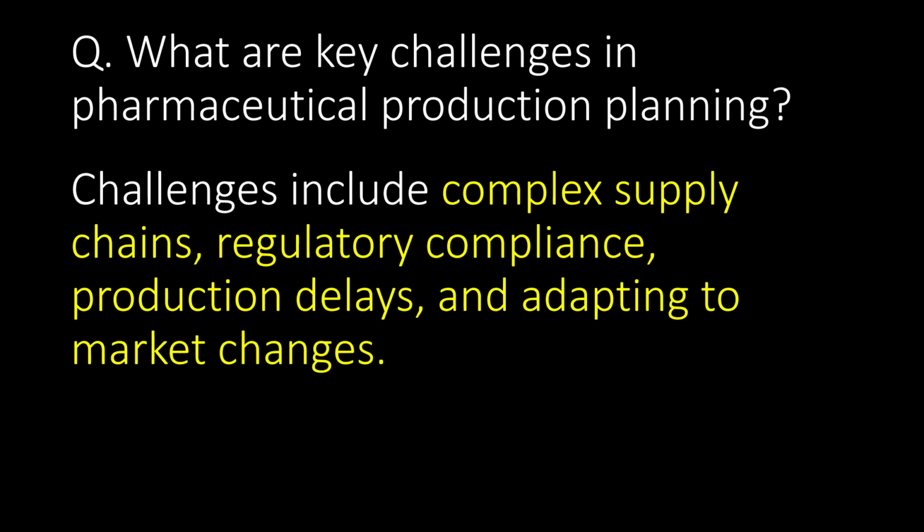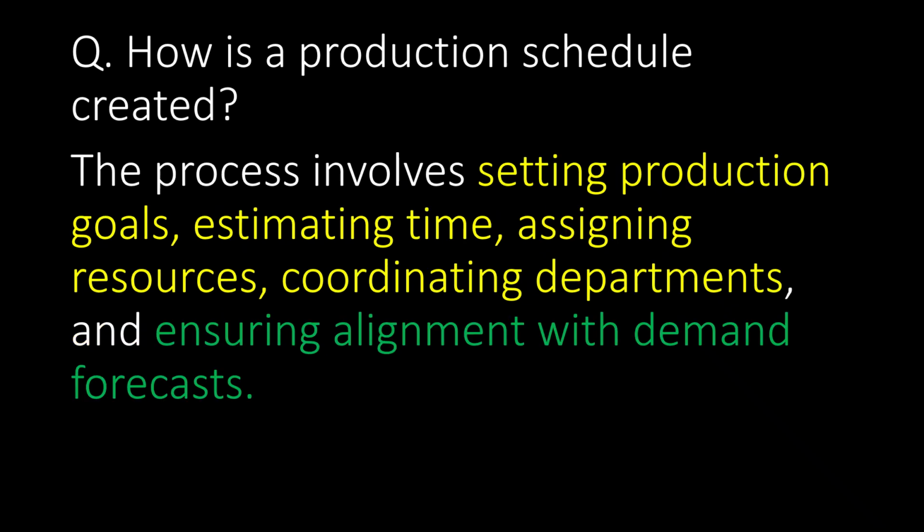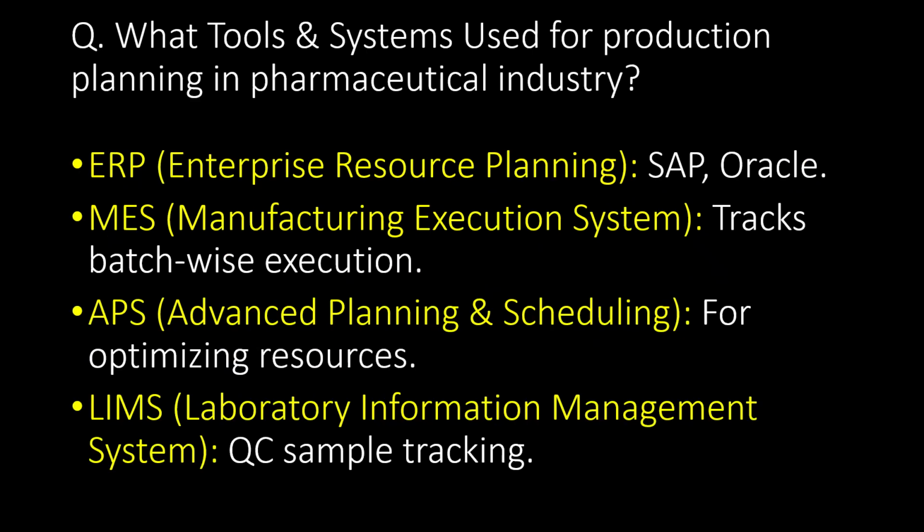What are key challenges in pharmaceutical production planning? Key challenges in pharmaceutical production planning are complex supply chains, regulatory compliance, production delays, and adapting to market changes. How is a production schedule created? The process involves setting production goals, estimating time, assigning resources, coordinating departments, and ensuring alignment with demand forecasts.